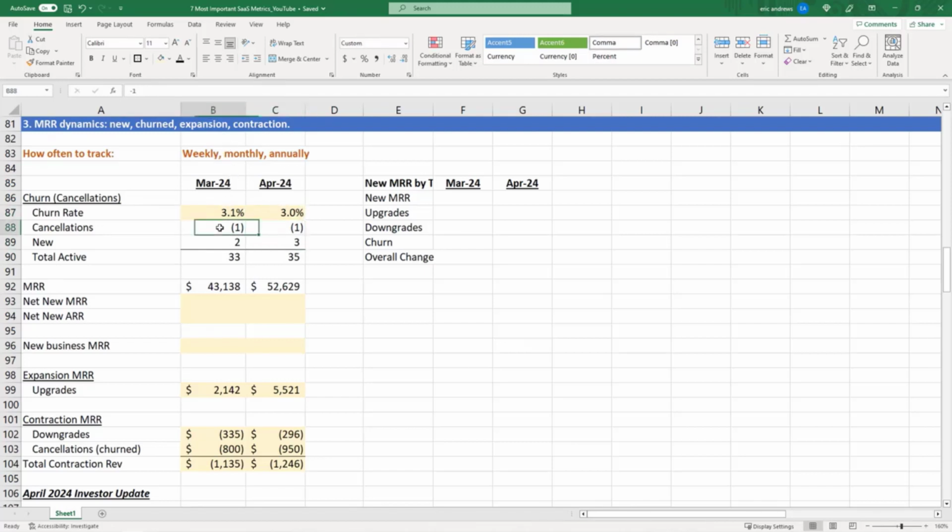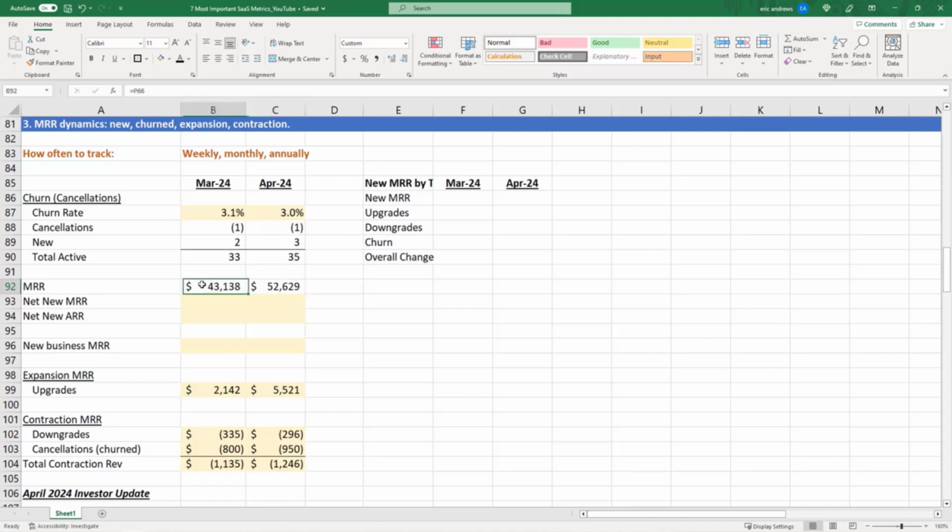Now in April, you can see that we had one cancellation and we earned 3 new accounts. Our churn rate is the one cancellation divided by the prior month total, not the current month total, because the prior month is really the group of customers that were eligible to churn. So 3% churn rate.